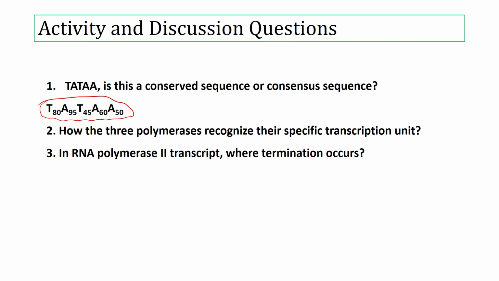Then the next question, how do the three polymerases recognize their specific transcription units? We will come to this. In RNA polymerase II transcription, where does termination occur? Termination is not at the region where we get the 3' end generated. Termination occurs maybe several bases away from there. So a clear terminator has not been very well categorized for generalization. There are specific terminators, but for generalization, one does not have that.